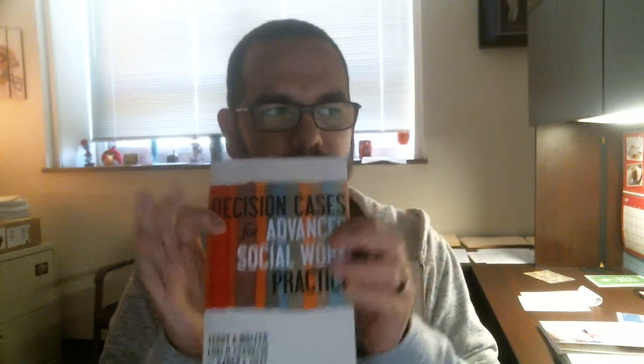So if you've got that text, fantastic. If you don't, be sure to get it. It's listed on the bookstore's website. It's also in the syllabus with all the information you need in order to get it. Actually, here it is. I found it. Decision Cases for Advanced Social Work Practice. This is actually what the book looks like. So lucky enough, it was sitting right behind me. But anyway, be sure you have a copy of that.